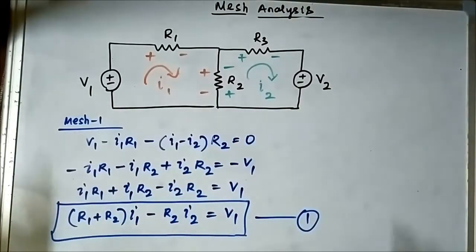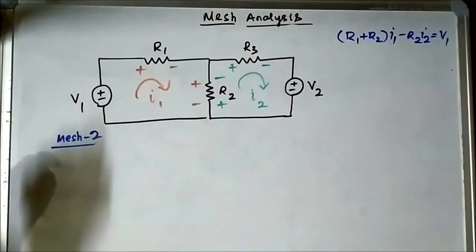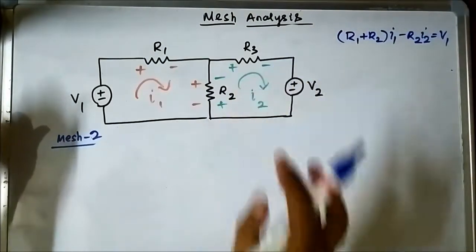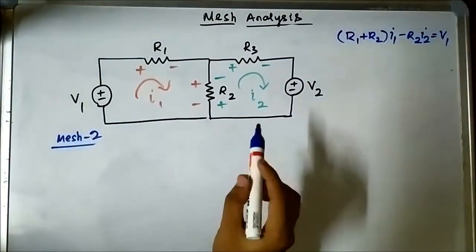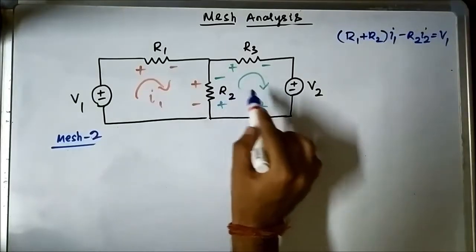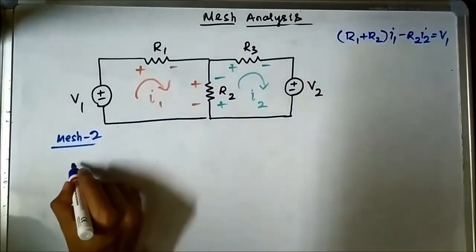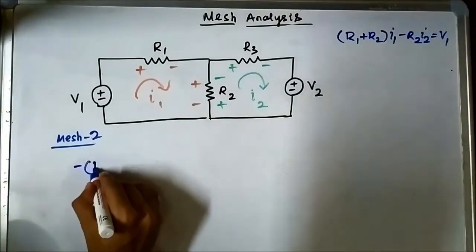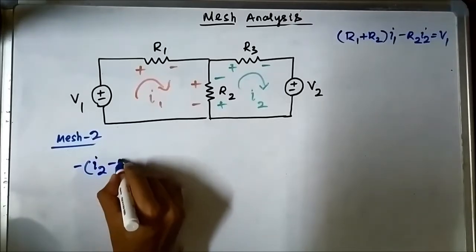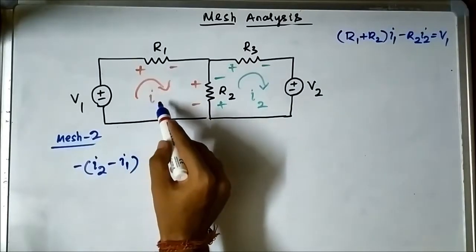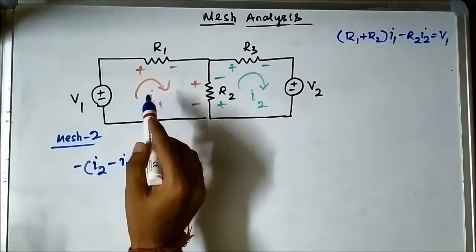Similarly, we will write the KVL equation for mesh 2. Here I2 will be the dominating current, so it will be minus I2 minus I1. See, in the previous case we used I1 minus I2 because I1 was the dominating current, because we were considering mesh 1.